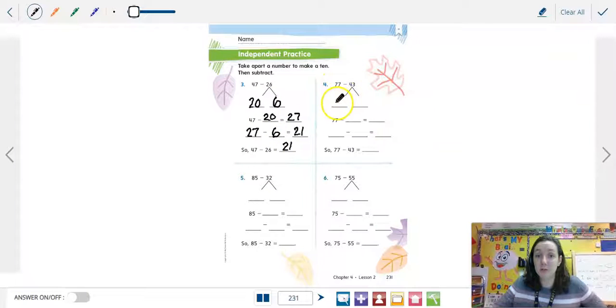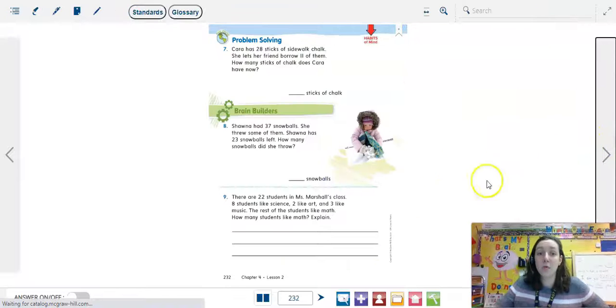So 77 minus 43. Breaking 43 up into 40 and 3. Take away the tens first. 77 minus 40 is 37. Then you bring down that number and just subtract the ones that are left. So that 3. 37 minus 3 is 34. So 77 minus 43 is 34. Try these two on your own. After the video, I'm going to do one word problem with you to show you how to work through it this way as well.